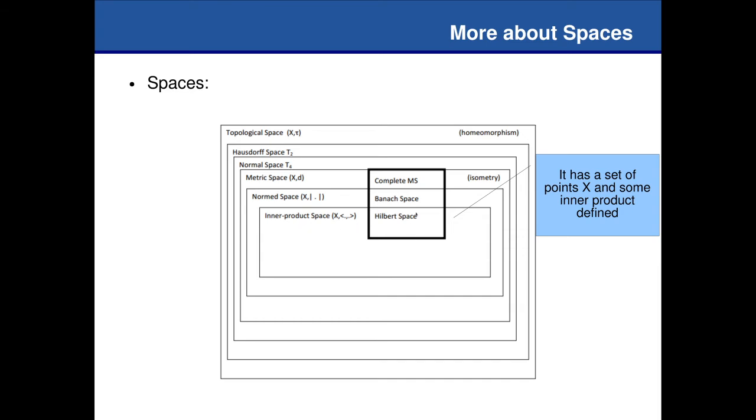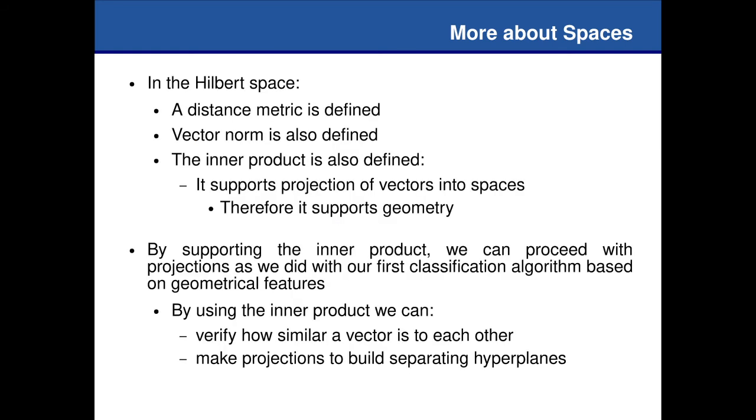Okay, that's why we talk a lot about Hilbert spaces, because to use the support vector machine we need an inner product space. So the most typical space to be used is a Hilbert space, which allows the computation of inner products. I'm going to repeat something here just to make sure I said it all. Of course, in the Hilbert space, a distance metric is defined, the vector norm is also defined, and the inner product is also defined.